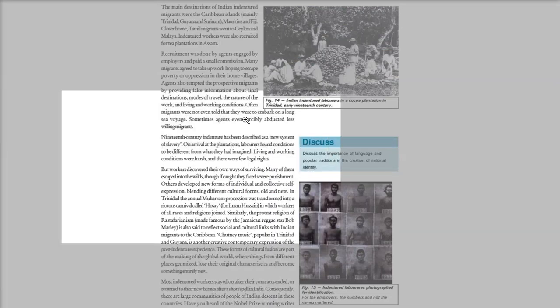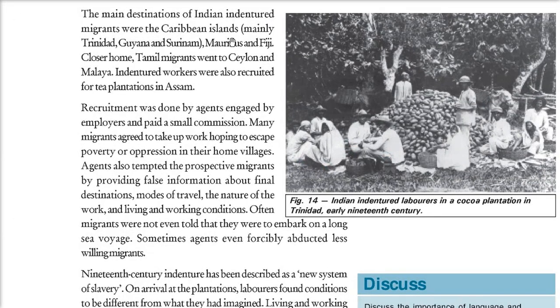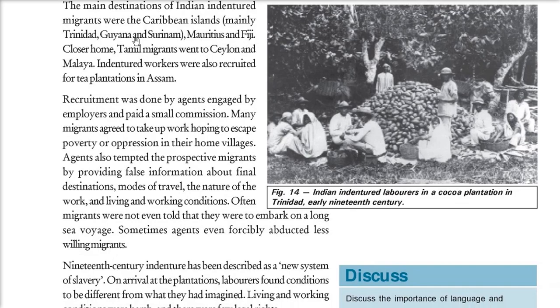So the main destinations were the Caribbean islands, mainly Trinidad, Guyana and Suriname, Mauritius and Fiji. And the Tamil migrants went to closer places like Ceylon and Malaya. And the Assam indentured laborers were also sent to the tea plantation gardens in Assam. Here is a picture of indentured laborers on a cocoa plantation in Trinidad.